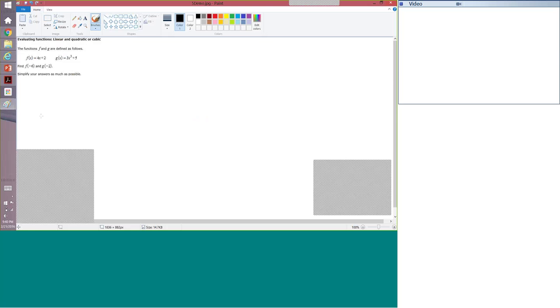The functions f and g are defined as follows, where f is equal to 4x plus 2 and g is equal to 3x cubed plus 5. Find f of negative 6 and g of negative 2. What that's saying is that, hey, we've got this function up here of f that's written in terms of x. And instead of this x, we want to use negative 6. So everywhere in this function f that we see an x, we're going to plug this negative 6 in.